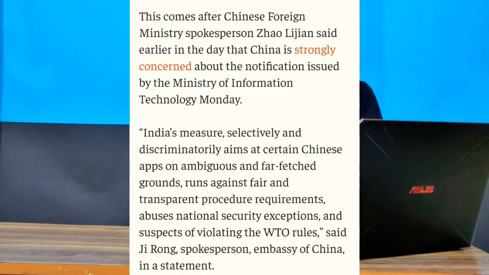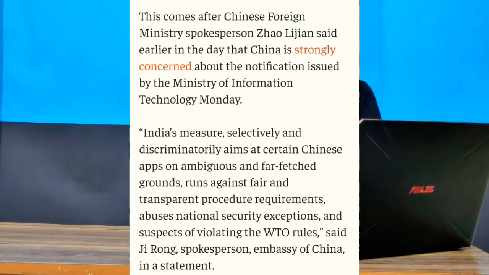China said that it suspects India's action could be a violation of the WTO rules. In a statement, the Chinese embassy in Delhi said, India's measures selectively and discriminately aim at certain Chinese apps on ambiguous and far-fetched grounds, run against fair and transparent procedure requirements, abuse the national security exception, and are suspected of violating the WTO rules.